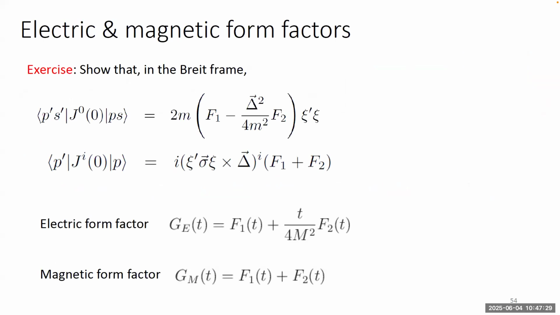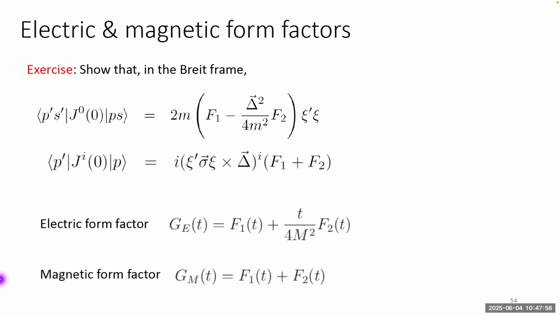So if you look at the zero component, so it's the time component of this electromagnetic current, then, okay, this is an exercise. Show that in this particular frame, this J0 matrix element is given by this particular linear combination of F1 and F2. And this, we call the electric form factor, GE, which was shown by George in his lectures.